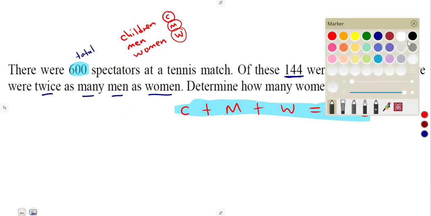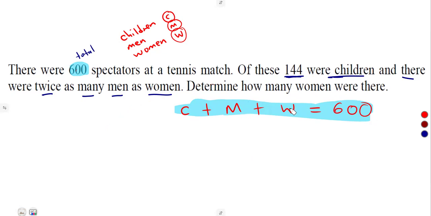All right. So if you understand it was going to be like this, then you must take out the number of children. How many are they? They are given as 144. So C, representing children, is 144. But there were twice as many men as women.